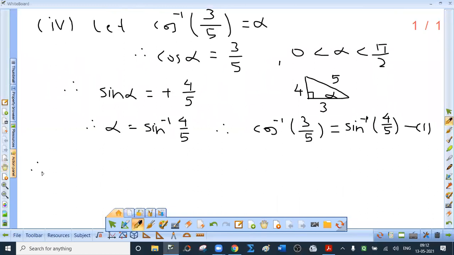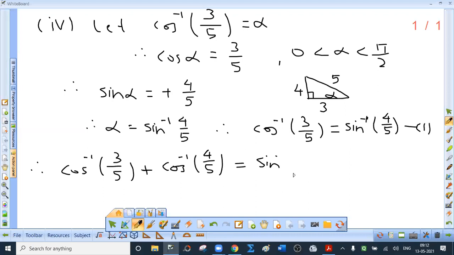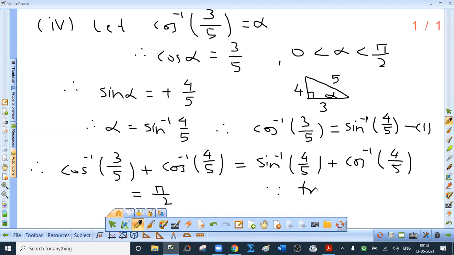Therefore, cos inverse 3 by 5 plus cos inverse 4 by 5 equals sine inverse 4 by 5 plus cos inverse 4 by 5, which is nothing but pi by 2. That's it. You have to write the reason also from 1.